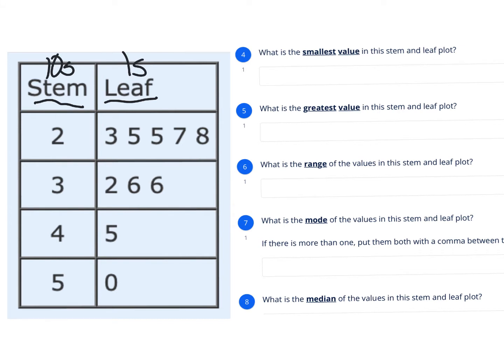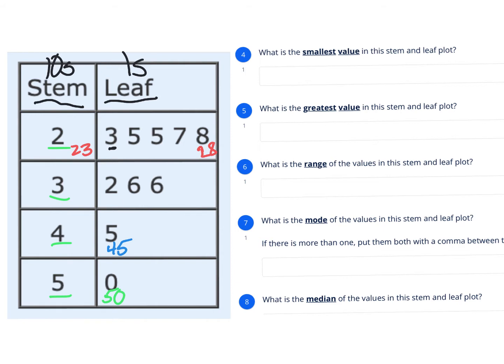Okay, so for example, this first number right here is not 3. This first number is 23 because the 2's in front. The 8 at the end there would be 28. This number down here would be 45. And this number down here is not 0, it is 50. So you've got to look at the numbers in the front, and that's your tens place.